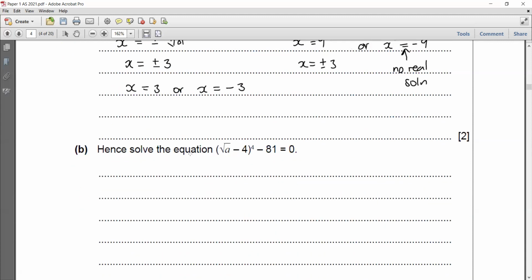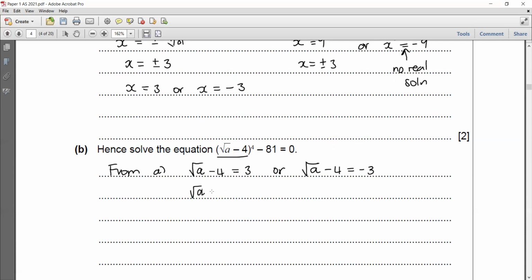So from here we would then say that this is equal to 3 or negative 3, because when we had an x to the power of 4 here, we solved for x, we got x is 3 or minus 3, and now here the bracket has replaced the x, but they're still exactly the same. So from our answer in A, we know that the square root of a minus 4 is equal to 3, or the square root of a minus 4 is equal to negative 3. So we'll solve these two like this. So the first one, this negative 4 will go to the other side. Add 4 on both sides.